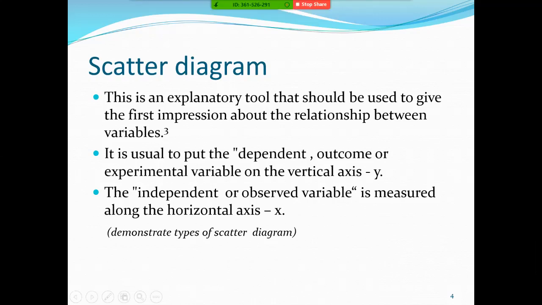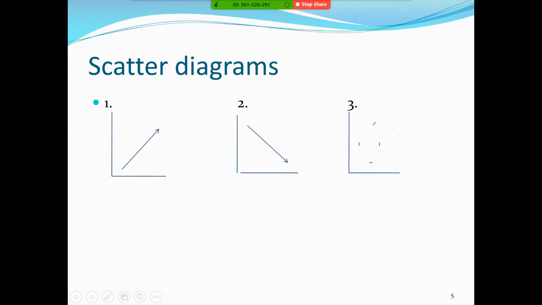So let us look at scatter diagram. These are three scatter diagrams representing, first, direct or positive correlation. Secondly, indirect or negative correlation. And thirdly, no linear correlation. Because no matter how much you try, there is no straight line that is going to connect these points. So no linear correlation. Another type of correlation may exist. So let's break it down one by one.